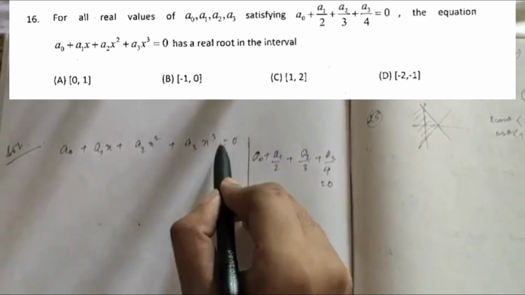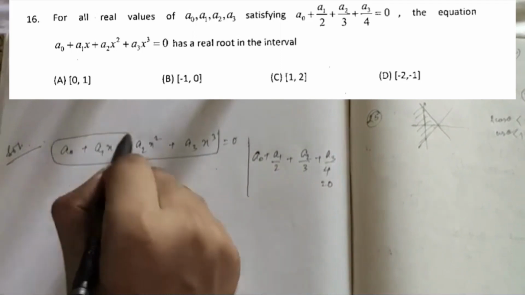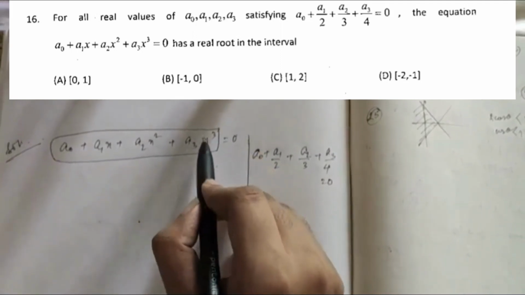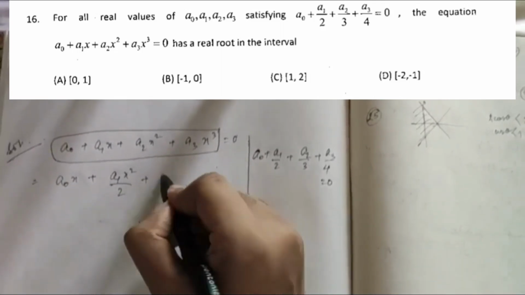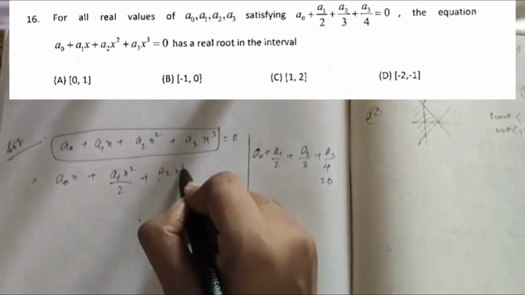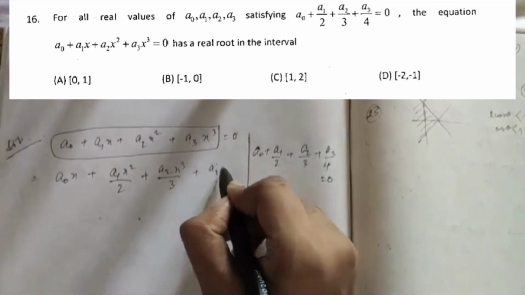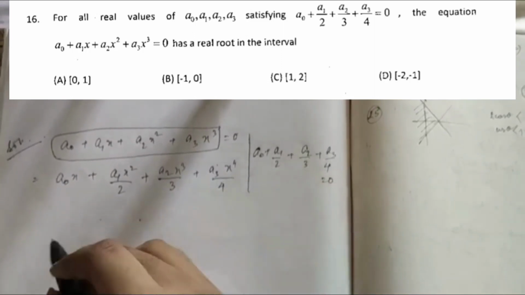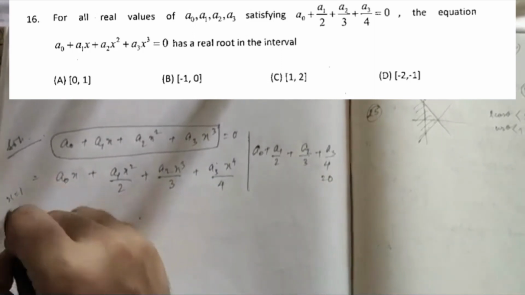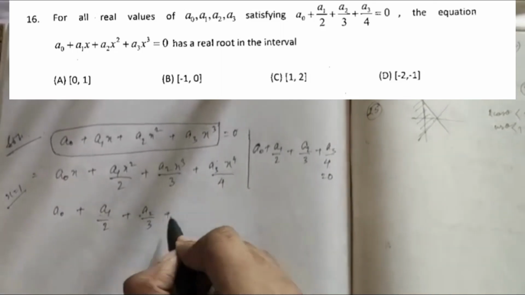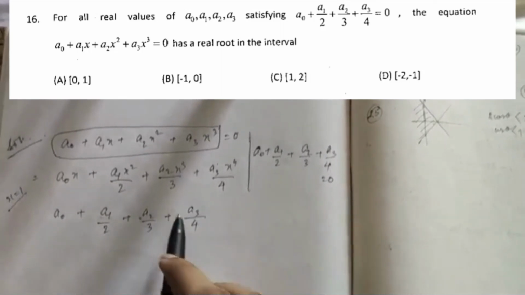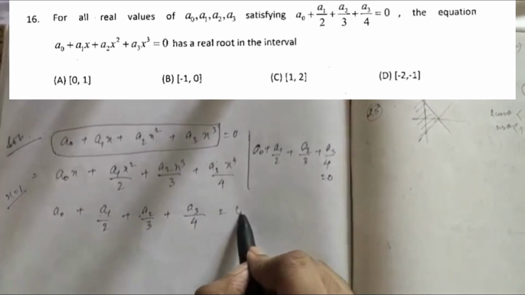Let me differentiate this polynomial. Okay, sorry, let us integrate this polynomial. The integration will come as a0 x plus a1 x square by 2 plus a2 x cube by 3 plus a3 x to the power 4 by 4. Now if I put x equal to 1, it comes as a0 plus a1 by 2 plus a2 by 3 plus a3 by 4, which is the given condition, equal to 0.